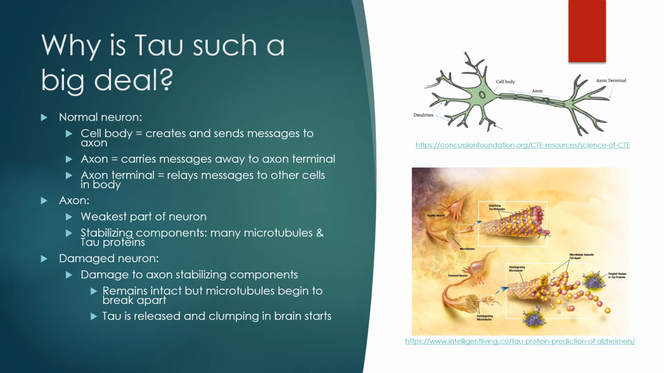Microtubules are vulnerable to damage by smaller impacts like subconcussive hits. Even though the axon might remain intact, the microtubules inside begin to fall apart. Once deterioration begins, tau proteins are released and start accumulating.